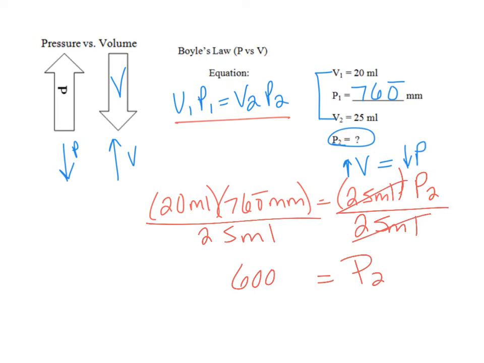And then the units, we have a milliliter on the top and a mil on the bottom. So millimeters is our final unit. And that's what pressure should be in, millimeters. So we said that as the volume went from 20 to 25 mils, volume got higher, the pressure should drop. And it did. It went from 760 to 600 millimeters. So from the original pressure, P1, to the final pressure, P2, the pressure dropped.